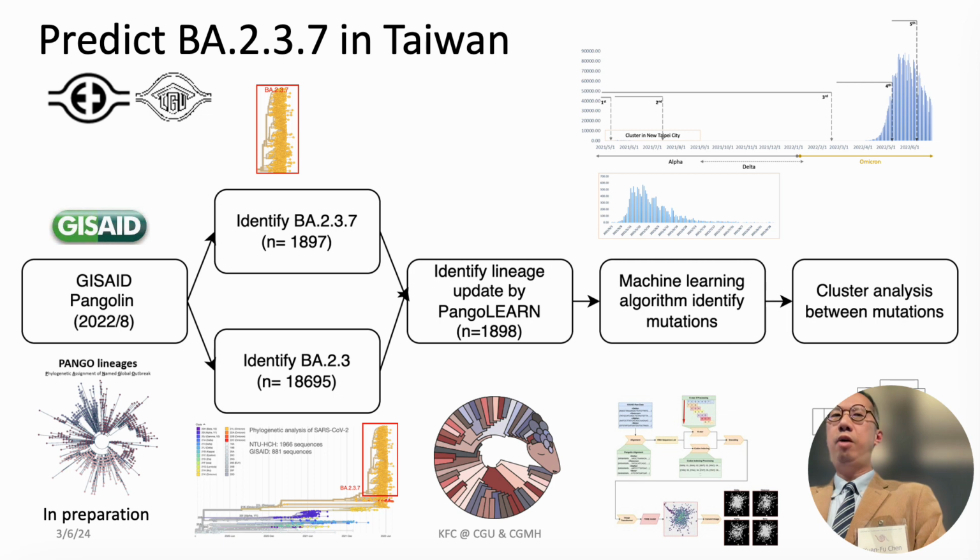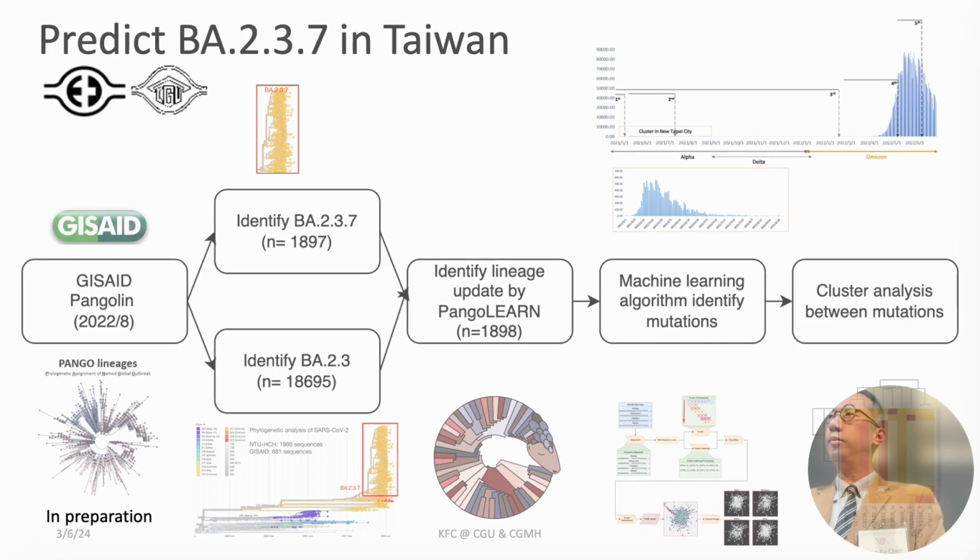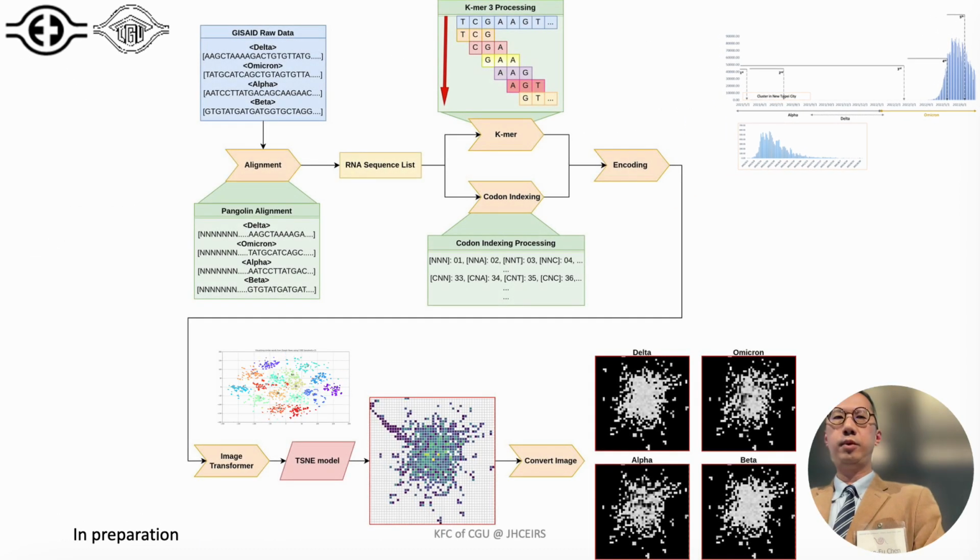Our surveillance effort included predicting the SARS-CoV-2 lineage BA.2.3.7, which was prevalent in Taiwan's 2022 outbreak. We utilized image transformation and machine learning algorithms for early identification. We applied dimensionality reduction techniques like t-SNE and kernel PCA after encoding sequencing data with the chaos game representation method. This transformed the data into images for deep learning analysis.